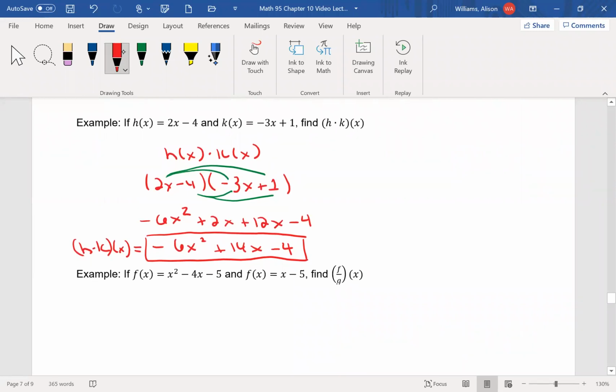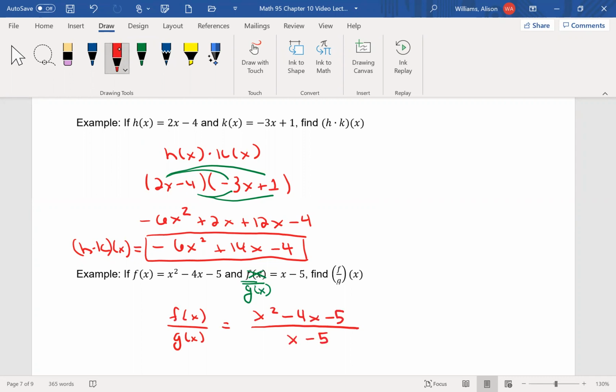So let's try a division. I just realized there is a typo here. This should have been a g of x. So please cross that off and make that adjustment. I apologize. So we will have f of x divided by g of x, which would be x squared minus 4x minus 5 divided by x minus 5.